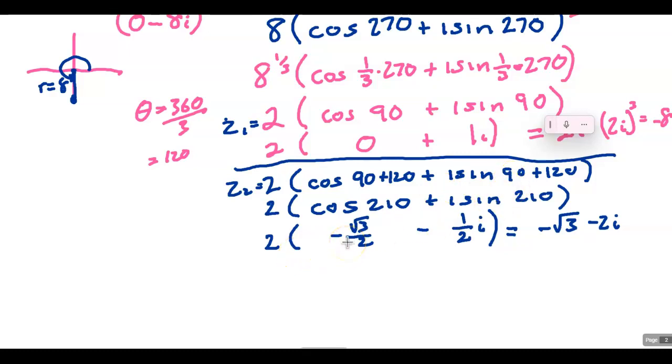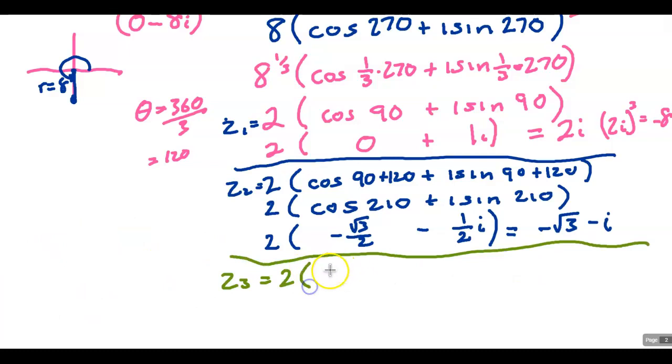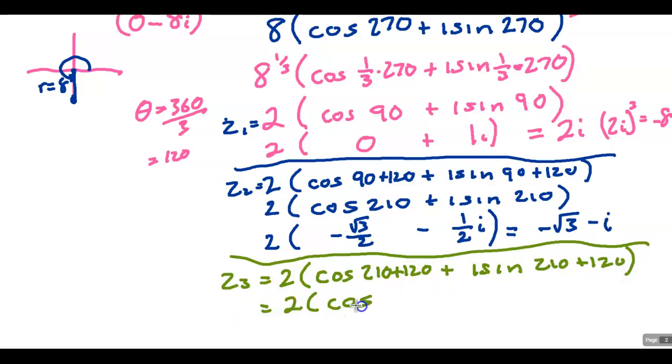Oh, not negative 2i. Negative i. There we go. 2, half of 2 is 1. There we go. And then one more time. So we'll do 2. And we're going to do cosine this time of 210 plus 120. All right, so we do another 120 degree rotation. So we have cosine of 330.